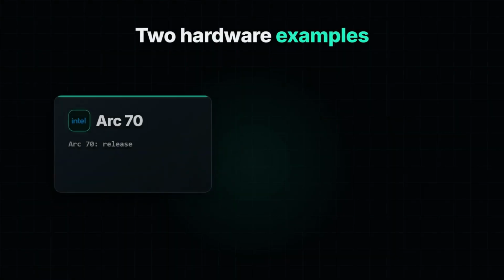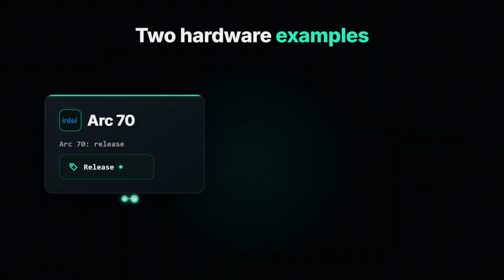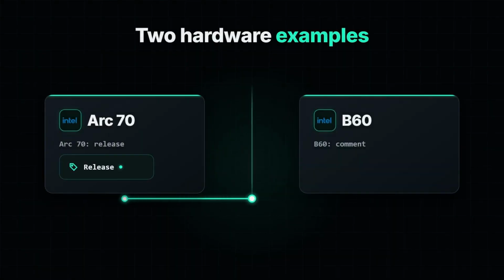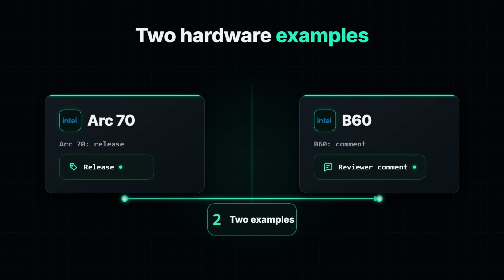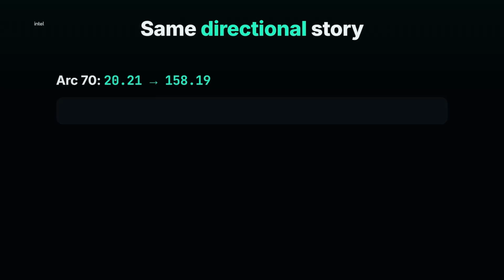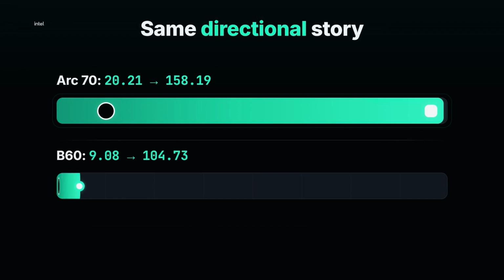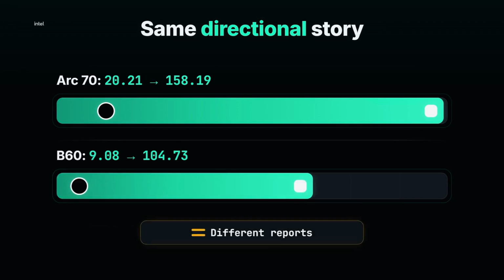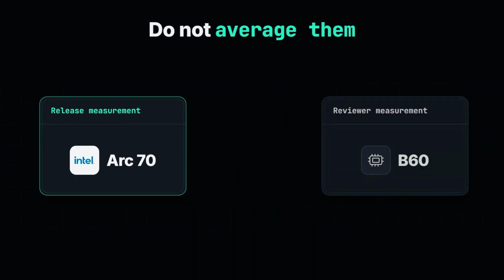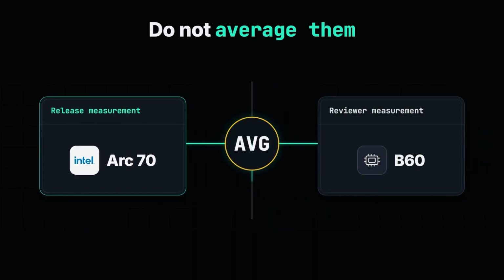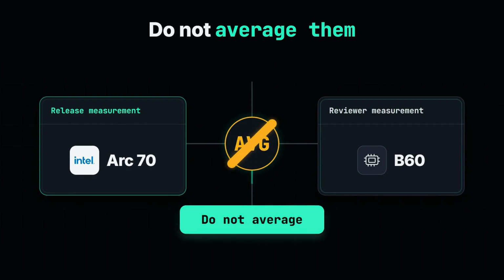We now have two hardware examples: arc70 in the release, and B60 in a reviewer comment. Neither is a universal GPU result. Both examples show large Q4 zero-path gains after proportional sizing. Their different starting rates show why hardware names matter. These measurements use different hardware and evidence contexts. Averaging them would invent a result neither source reports.